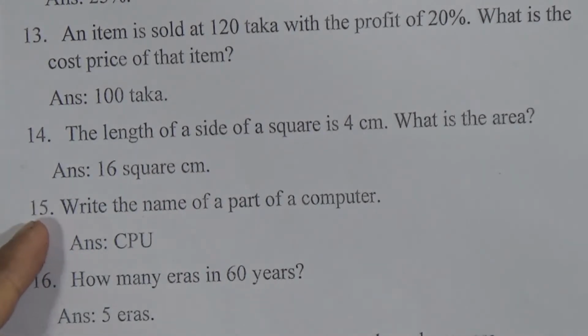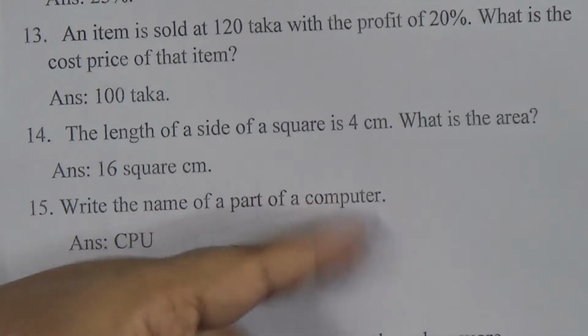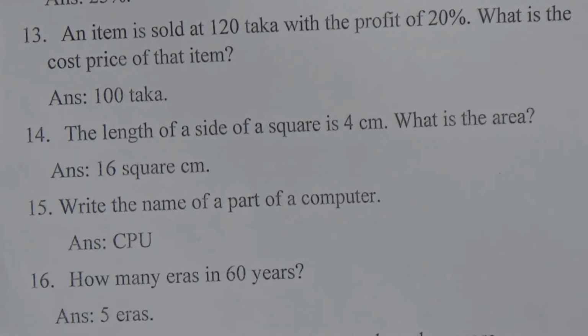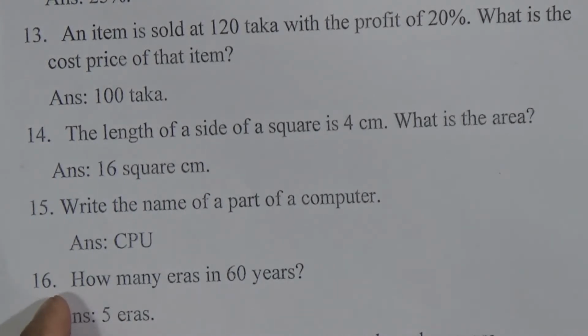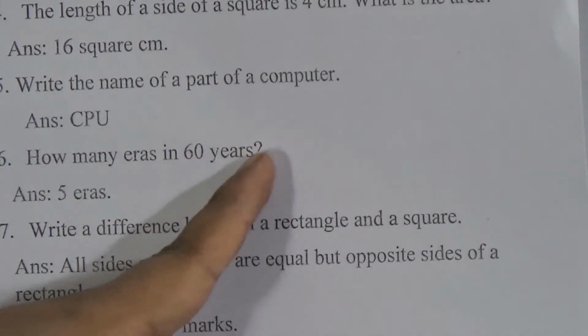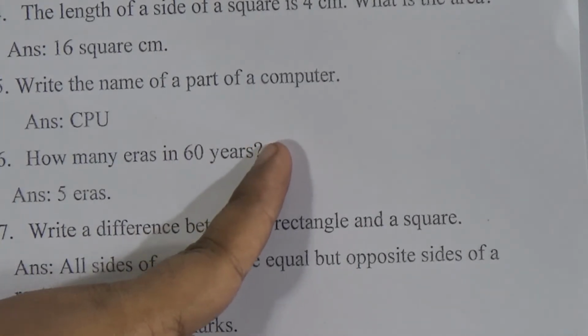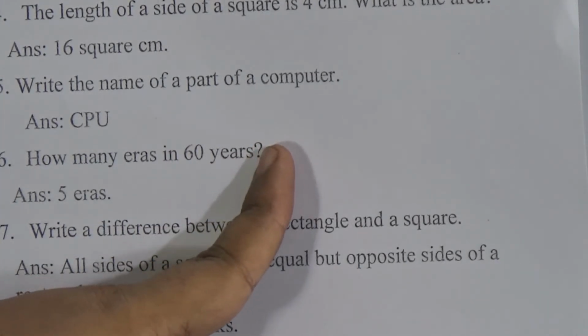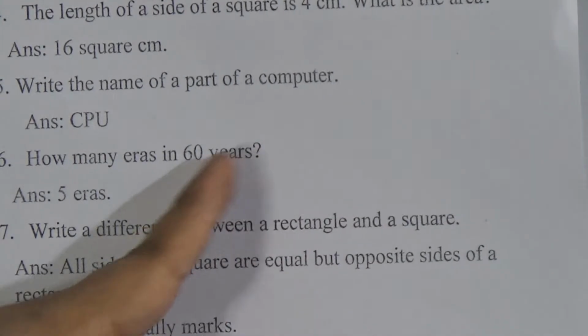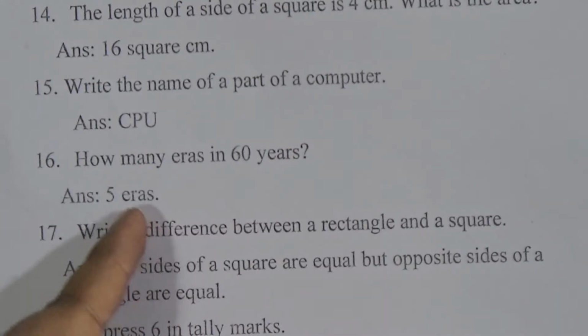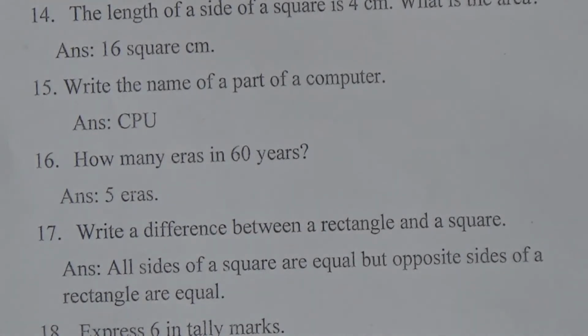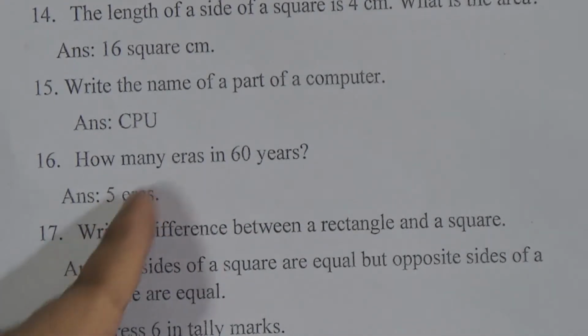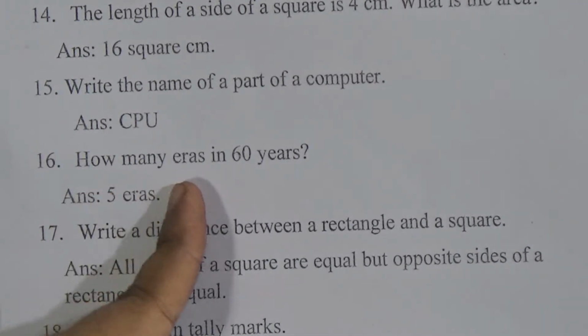Okay. Then question 15, write the name of a part of a computer. We know that a part of a computer is the CPU, and it is the brain of a computer. Question 16, how many eras in 60 years? Dear student, do you know 1 era equals how many years? 12 years. That means we divide 60 years by 12 years and we get the answer. If we divide 60 by 12, then we get what? We get 5, and that 5 will be the required number of eras.